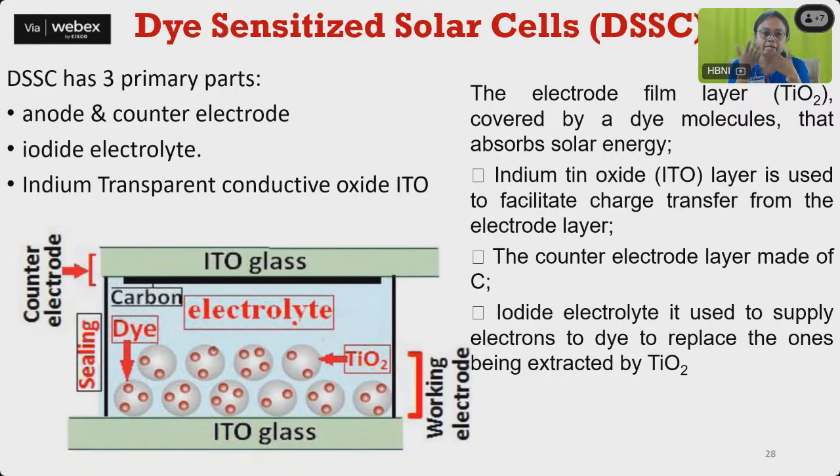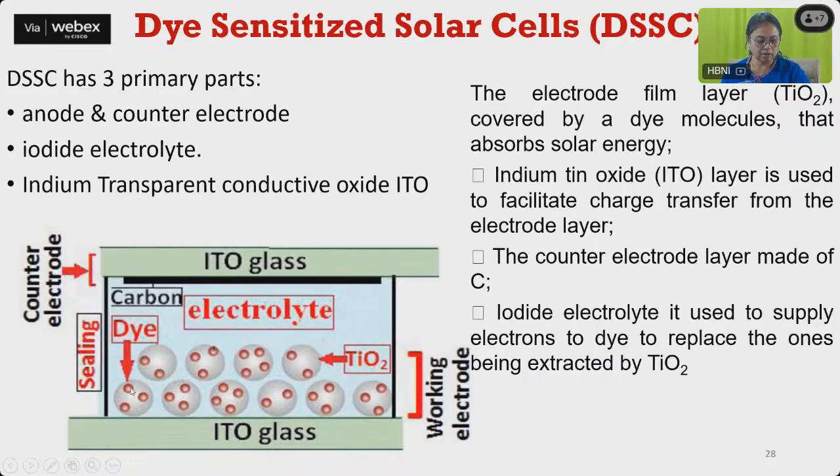So going a bit higher up in the architecture, dye sensitized solar cells have been used, DSSC. They also have three parts. We have the anode and the counter electrode, that is, the two electrodes are there. Then we have an electrolyte, and we have the transparent conductive oxide, ITO glass. The indium tin oxide transparent conductive oxide is there on both sides, and they are also acting as the electrodes.